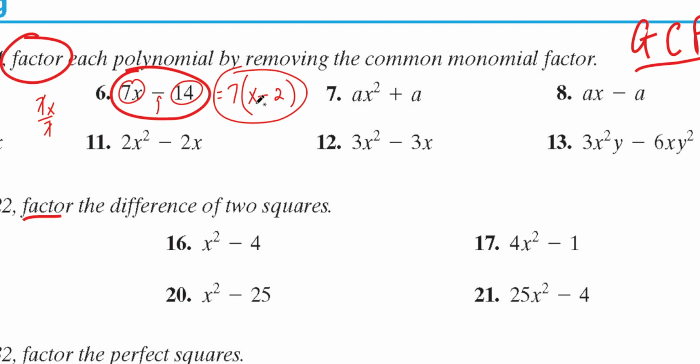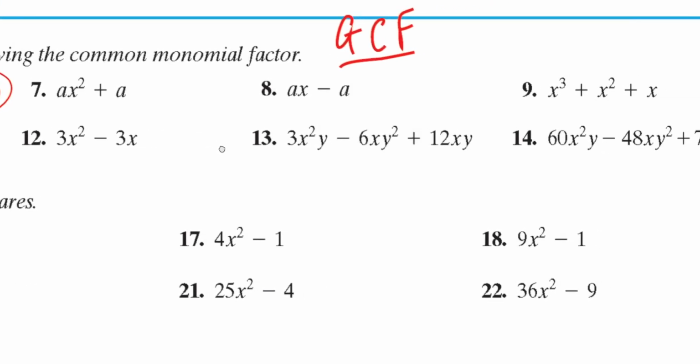Now, what if I wanted to check to see if that was right? I could always distribute that 7 through to make sure I get what I started with. Let's do that. What's 7 times x? 7x minus 7 times 2, 14. Does it check? Yep. Yeah, absolutely. All right. Let's do another even one.